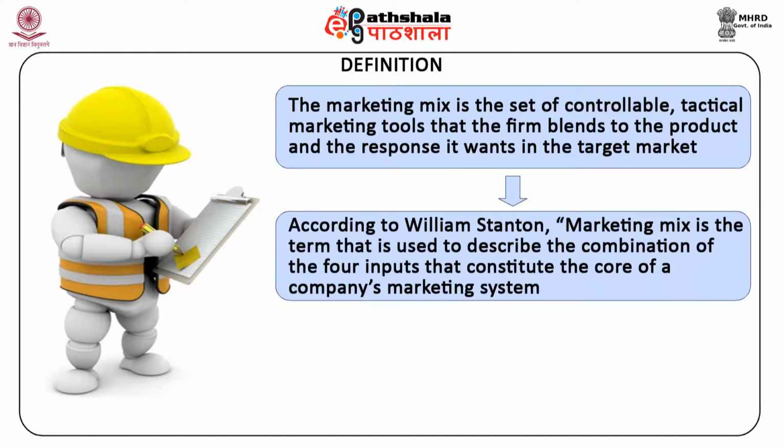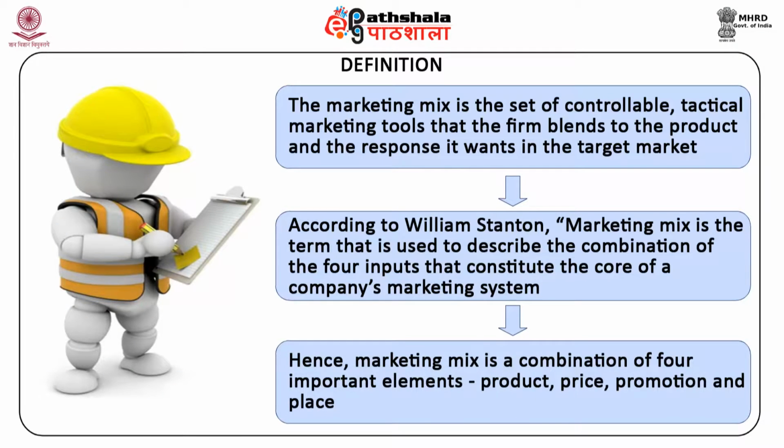According to William Stanton, marketing mix is the term that is used to describe the combination of the four inputs that constitute the core of a company's marketing system: the product, the price structure, the promotion activities, and the distribution system. Hence, marketing mix is a combination of four important elements: product, price, promotion, and place.